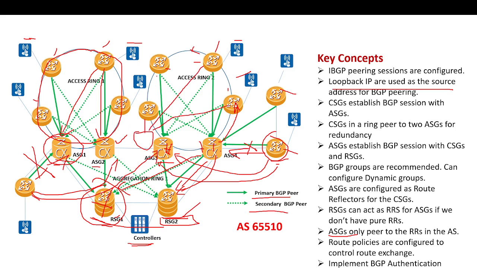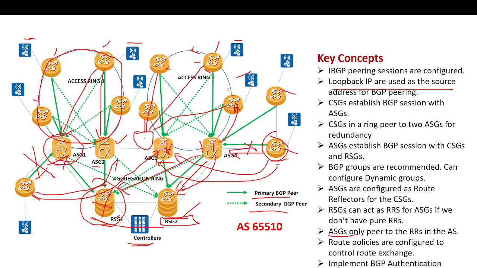If you pair the CSG with the route reflector, are you still pairing the same CSGs also with the ASGs? No need for that, because the route exchange will only be between the CSGs and the route reflector. So you don't need to establish BGP sessions with the ASGs.